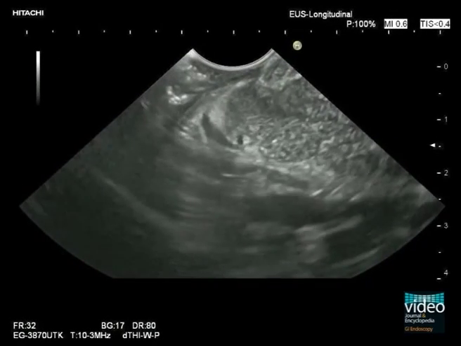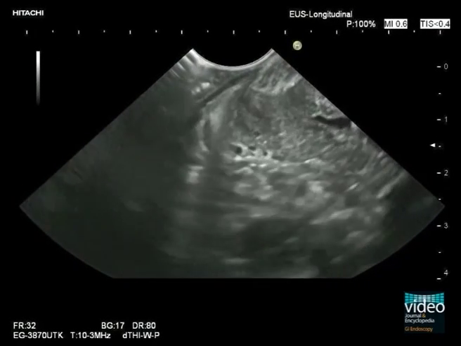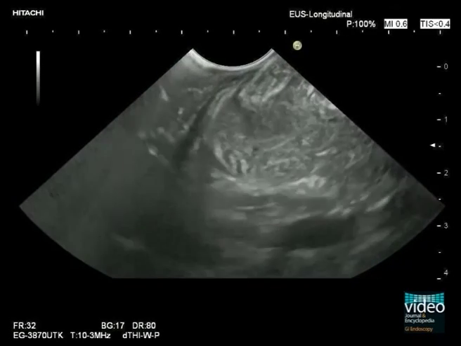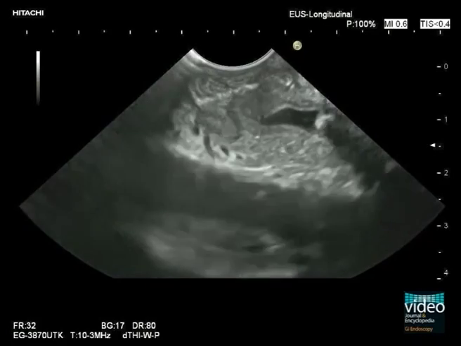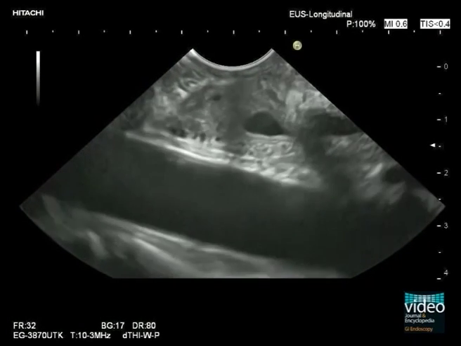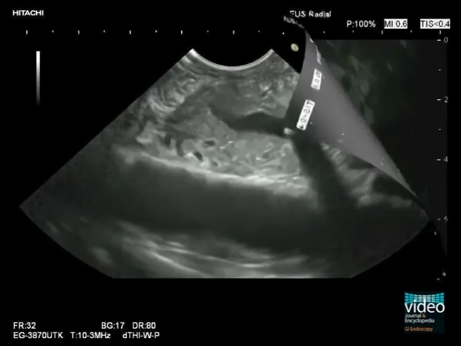EUS is as accurate as ERCP and magnetic resonance cholangiopancreatography (MRCP) in the detection of microlithiasis, with some advantage in the case of very small stones. In this case, a 4 mm stone is easily detected in a non-dilated distal bile duct.